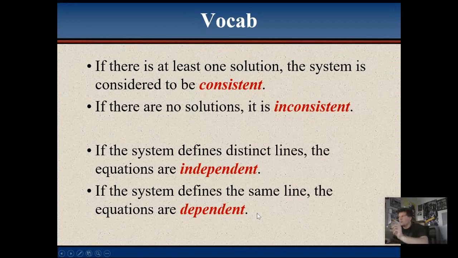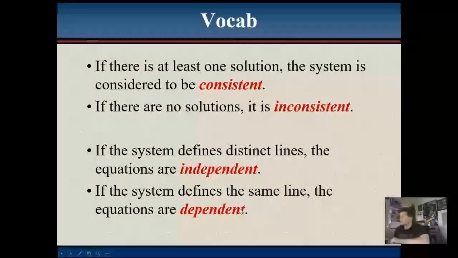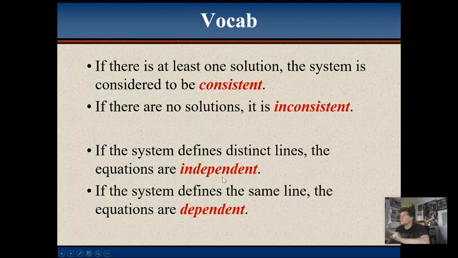So we could label these systems based off of those two definitions. We could label it either consistent or inconsistent. We could label it independent or dependent. You're going to see a lot of consistent independent, consistent dependent, and a lot of inconsistent. Actually, if it's inconsistent dependent, that doesn't work. So you're going to see those three different types: consistent independent, consistent dependent, or just inconsistent.